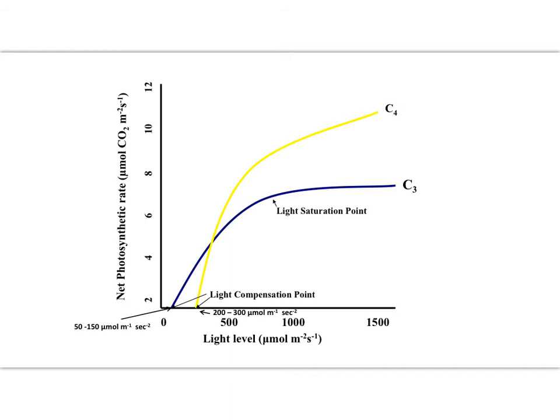The compensation points for cool and warm season turf grasses are shown on this graph. For cool season turf grasses it is 50 to 150, while warm season turf grasses are 200 to 300 micromoles per meter squared per second, or more closely to 300.